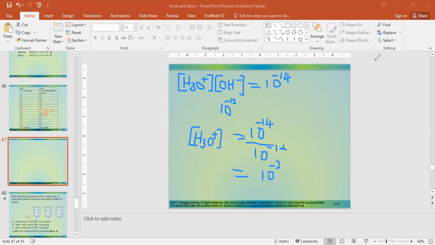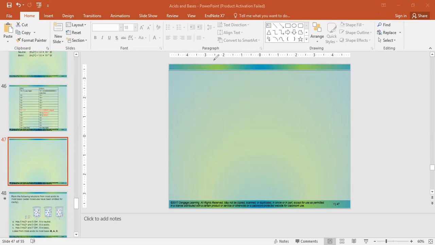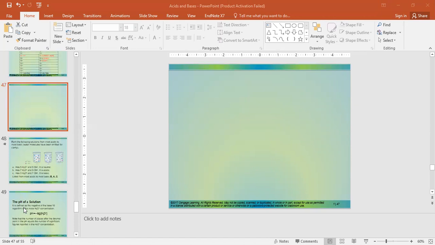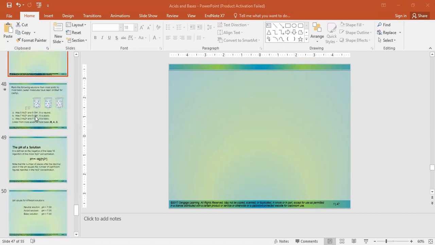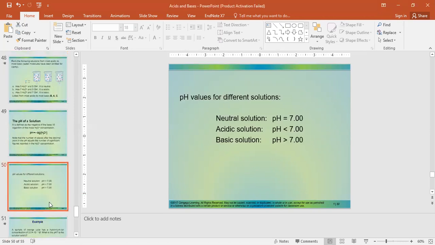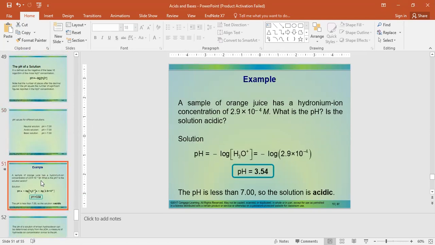Yes. Okay. So let me go to, we were explaining which one now? We were here. I've done a calculation. So look at this example here. A sample of orange juice has hydronium ion concentration of 2.9 times 10. Yes, Nicholas, you have raised your hand. You didn't show us the second way of calculating it. Or is that what you just did? It is the one that I've just shown.